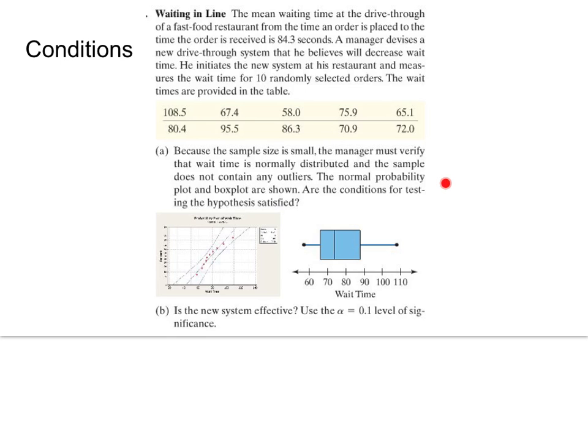And of course this problem is kind of talking you through it a little bit. We only have a sample, remember the conditions were SRS. So we're assuming randomly selected orders, so that's good. And n has to be bigger than 30. Well, it's not. The other condition was, well, if n's not bigger than or equal to 30, then do you have a normal parent distribution? Well, we don't know anything about that, and that's why it kind of says in this problem, you've got to verify that it's normally distributed.